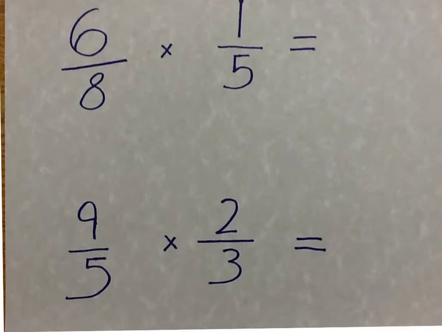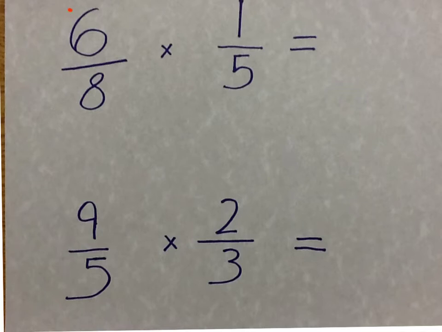Okay, first we're going to start off with a basic equation. You can reduce the equation before you multiply it, so you don't have to simplify your answer. And to reduce it, the number on the top and the number on the bottom have to have the same greatest common factor. In this case, the 6 and the 8 have the greatest common factor of 2.